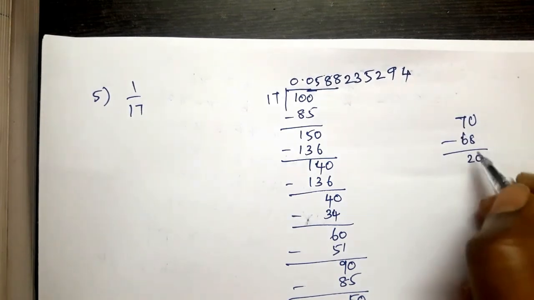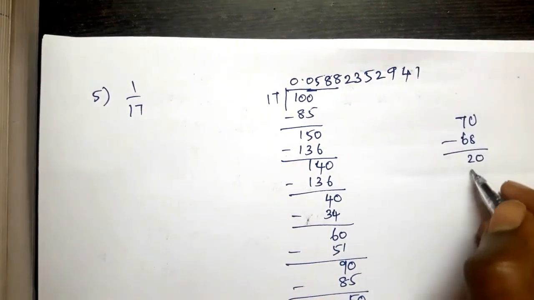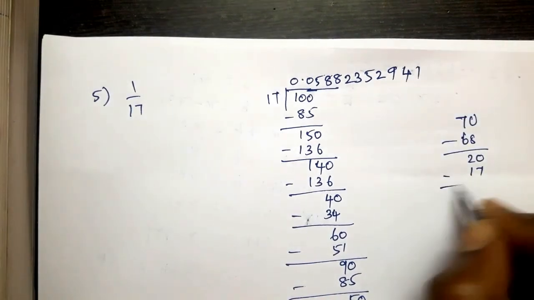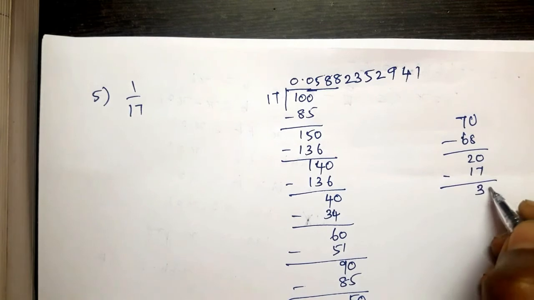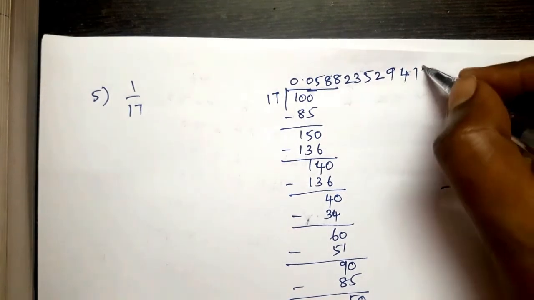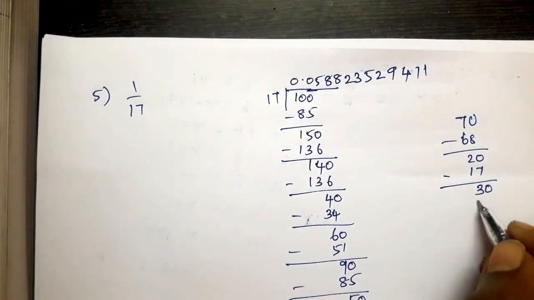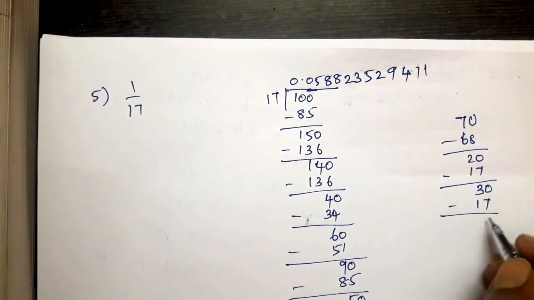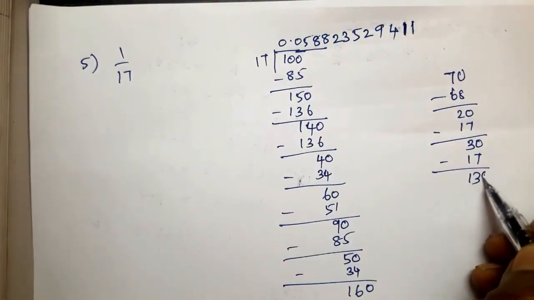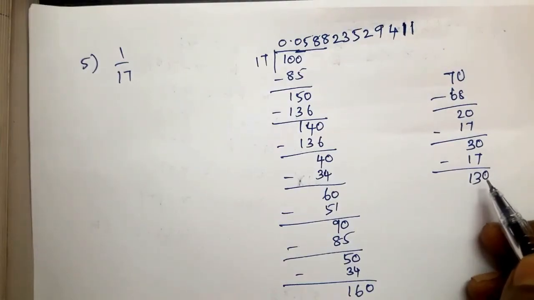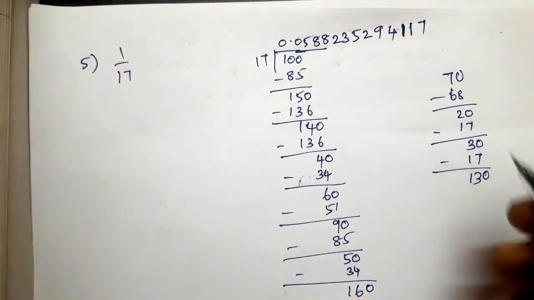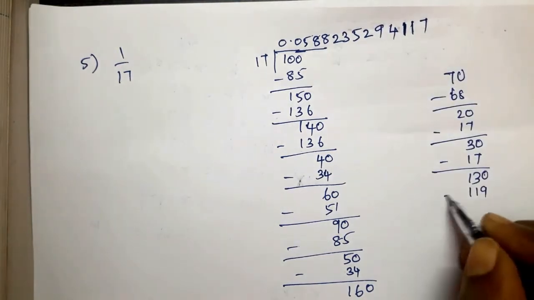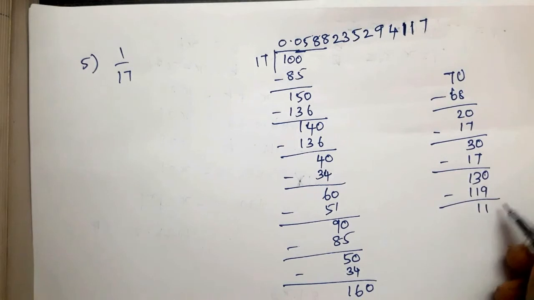Add one more 0. Now in 20, 1 times 17 is there. So 1 17 is 17. Remaining we should get 3. Again add one more 0. We should get 30. In 30, again 1 time is possible. So 1 17 is 17. Do the subtraction here, we should get 13. Again add one more 0. Now in 130, 7 times is possible. So we should get 119. Do the subtraction here, we should get 11.